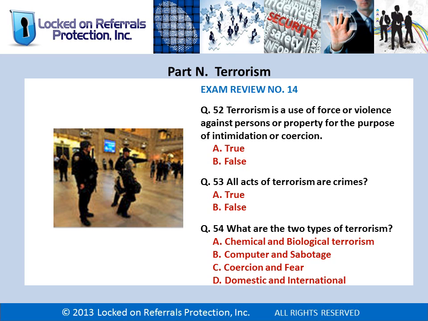Exam review number 14. Question 52. Terrorism is a use of force or violence against persons or property for the purpose of intimidation or coercion. True or false? Question 53. All acts of terrorism are crimes. True or false? Question 54. What are the 2 types of terrorism? A. Chemical or biological. B. Computer and sabotage. C. Coercion and fear. Or D. Domestic and international.